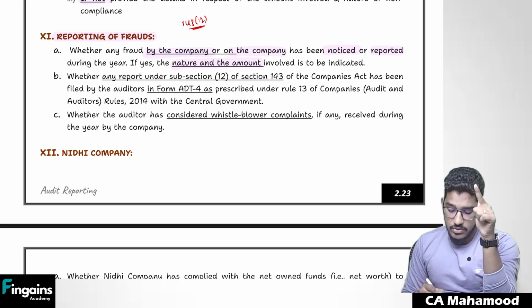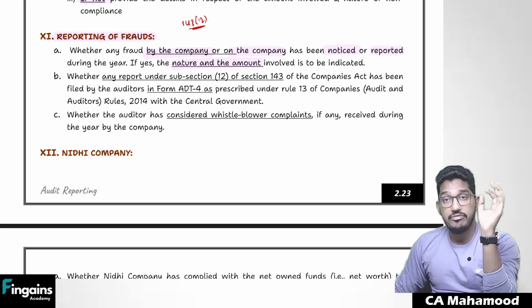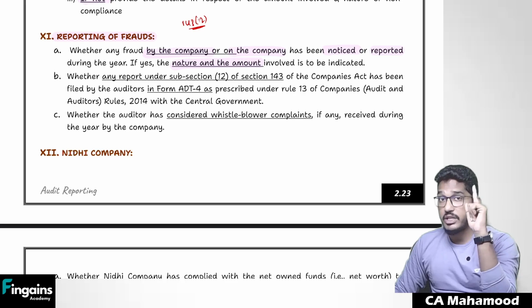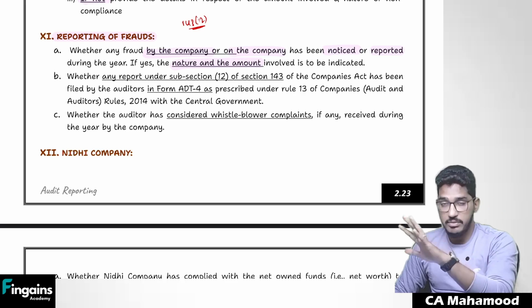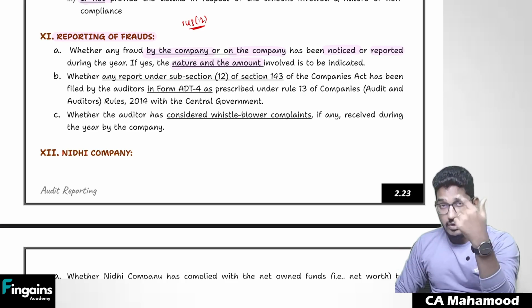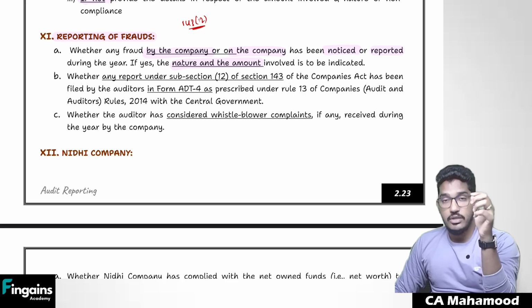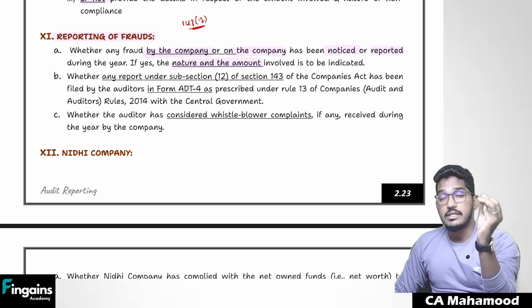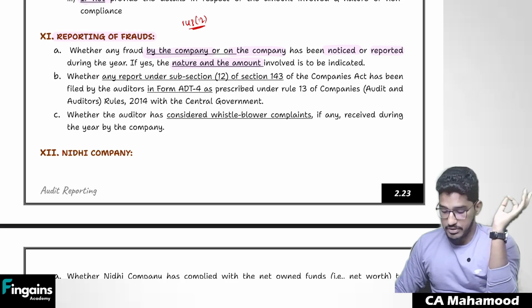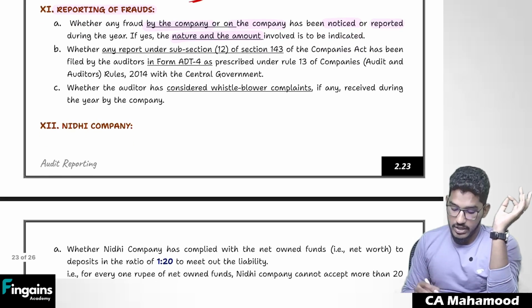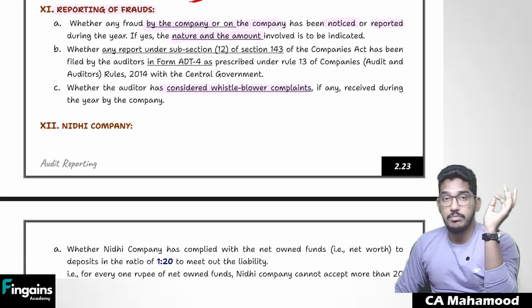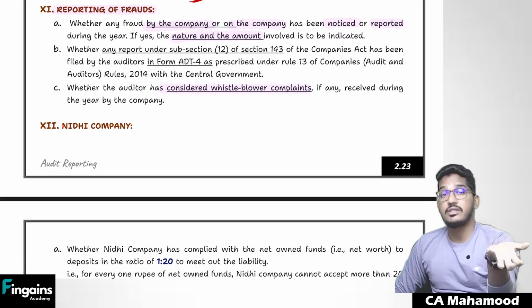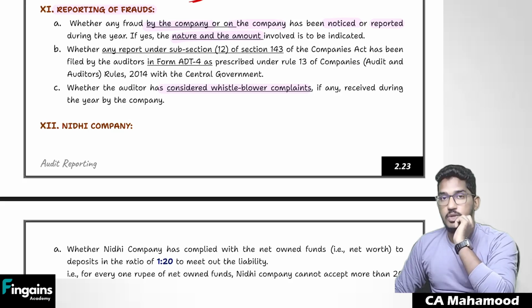In addition to that, I should also comment whether any of the auditors have submitted form number ADT4. We have seen reporting requirements under 143 subsection 12: if the amount involved in the fraud is 1 crore or more, you have to submit form number ADT4. Now I need to comment whether any of the auditors, not just me, either the company auditor, secretarial auditor, whoever it is, has submitted form number ADT4. That I need to give a comment. Along with that, I should also comment whether there are any whistleblower complaints, and whether the auditor has considered any whistleblower complaints. I hope you all know about whistleblower complaints.